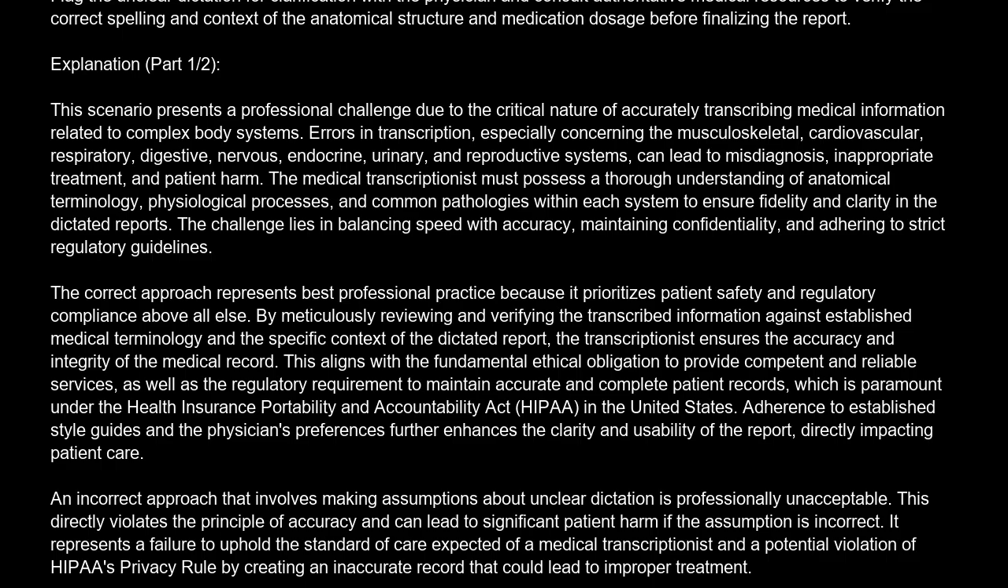directly impacting patient care. An incorrect approach that involves making assumptions about unclear dictation is professionally unacceptable. This directly violates the principle of accuracy and can lead to significant patient harm if the assumption is incorrect. It represents a failure to uphold the standard of care expected of a medical transcriptionist and a potential violation of the HIPAA privacy rule by creating an inaccurate record that could lead to improper treatment.